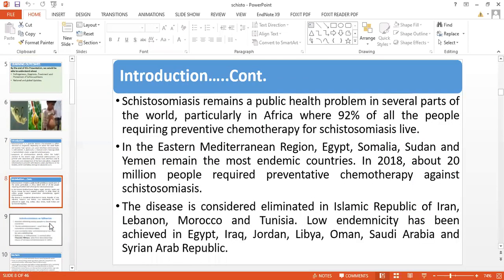Schistosomiasis remains a public health problem in several parts of the world, particularly in Africa, where 92% of people requiring preventive chemotherapy for this disease live. In the Eastern Mediterranean region, particularly Egypt, Somalia, Sudan, and Yemen remain the most endemic countries. In 2018, about 20 million people required preventive chemotherapy against schistosomiasis. The disease is considered eliminated in the Islamic Republic of Iran, Lebanon, Morocco, and Tunisia, while low endemicity has been reported in Egypt, Iraq, Jordan, Libya, Oman, Saudi Arabia, and the Syrian Arab Republic.